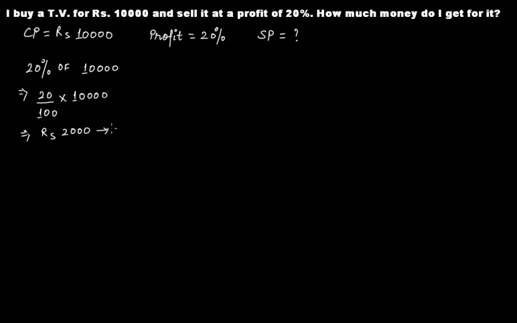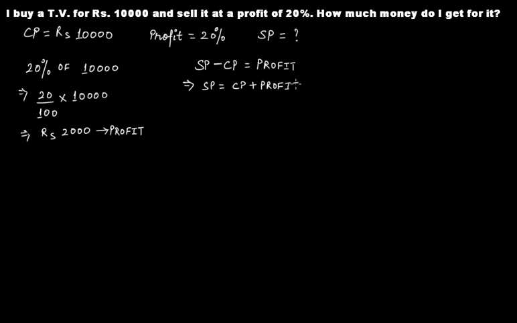This is the exact amount of profit that I make if I sell this TV that I have purchased for the cost price of rupees 10,000 at the profit of 20%. Okay, so this is the exact amount. Now, since this is profit, we know that selling price minus cost price is equal to profit. Therefore, selling price will be cost price plus profit.